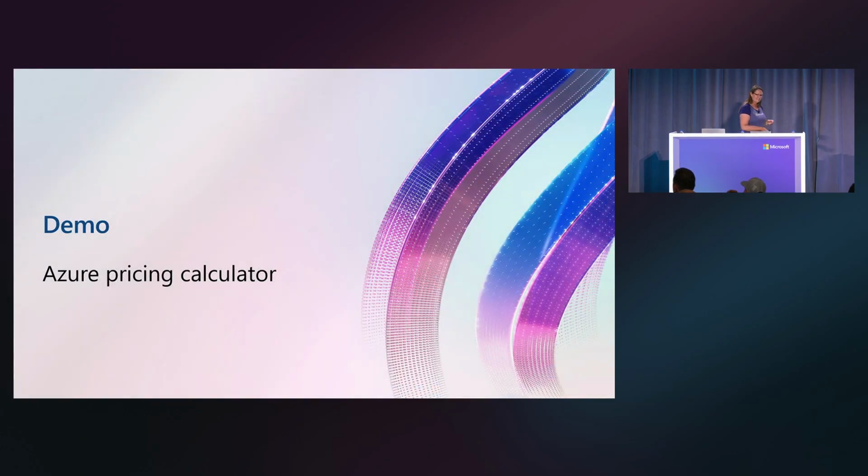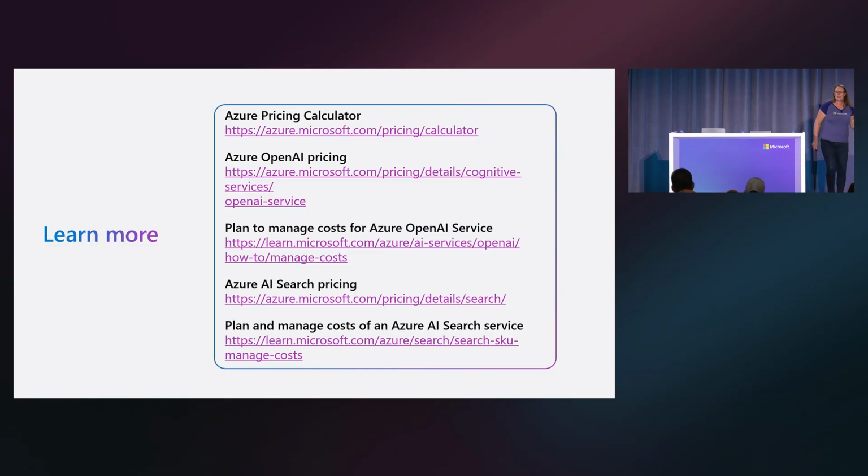I love links. They're in the deck if you want to download it from the session resources page, or if you're super keen, you can take a photo of it now. But here is some more information on the pricing calculator, how the Azure OpenAI pricing is done. And we've also got some documentation on planning to manage the costs for those services. And again, more information. Each of the products have fairly comprehensive pricing pages to go and learn more.